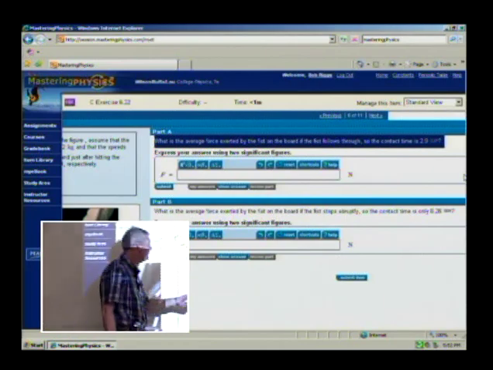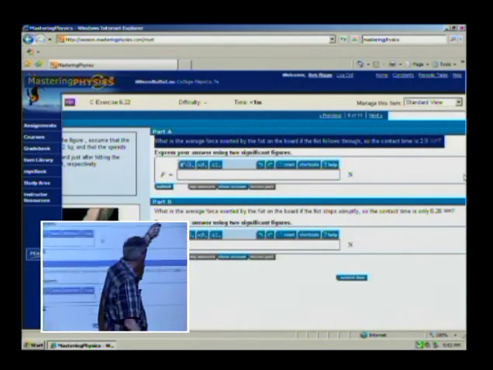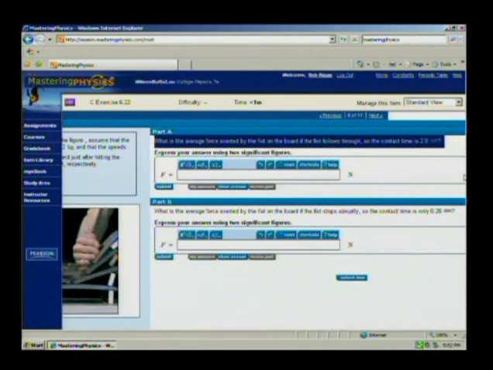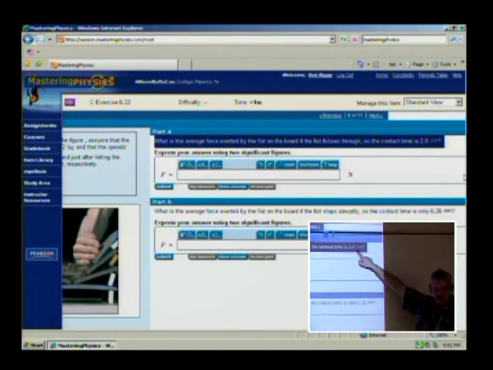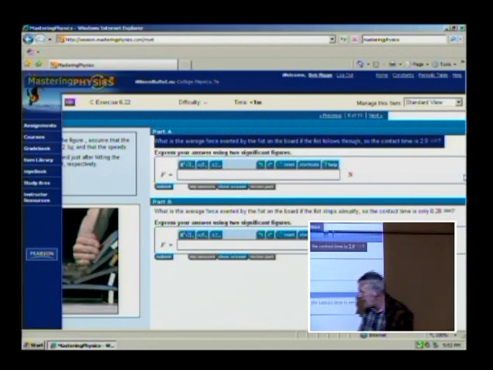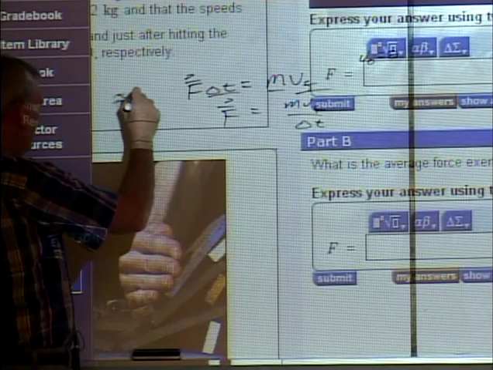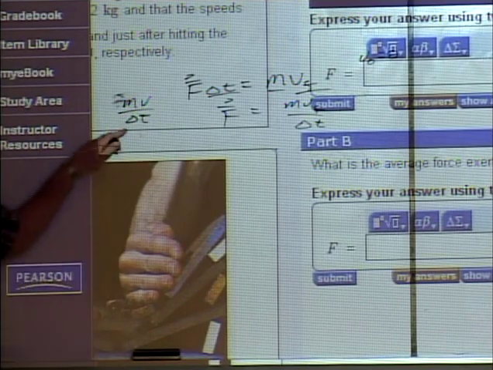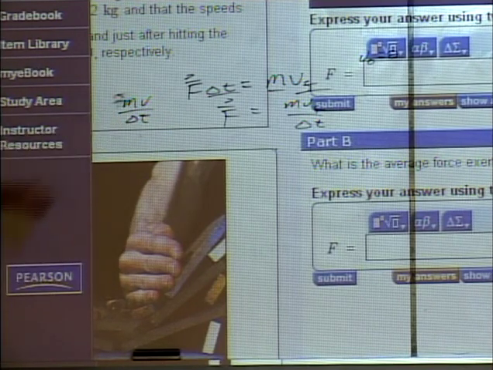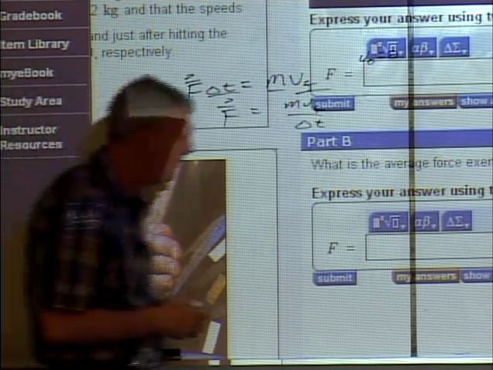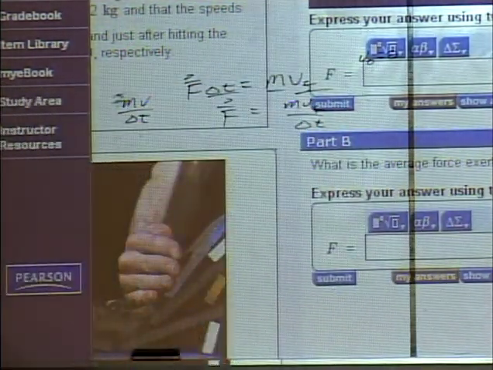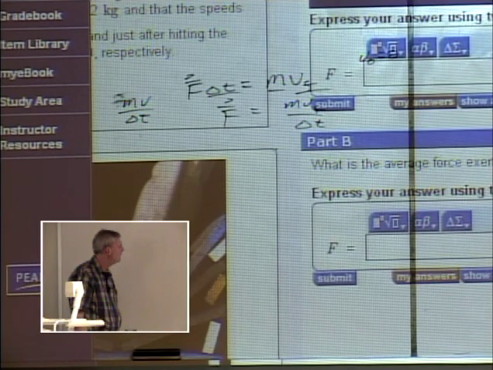So what is the average force exerted by the fist on the board if it's allowed 2.9? By the way, that's milliseconds. If you can't see that, that's milliseconds. So that's 2.9 times 10 to the negative 3 seconds. So it's really small. If you divide by something really small, which is what we're doing here, F equals MV divided by a delta T, as this gets really, really small, this whole entity gets really, really big, turns into a big force. So if you stop abruptly, you increase the force quite a bit instead of following through.